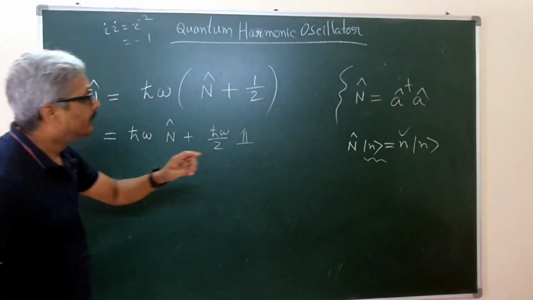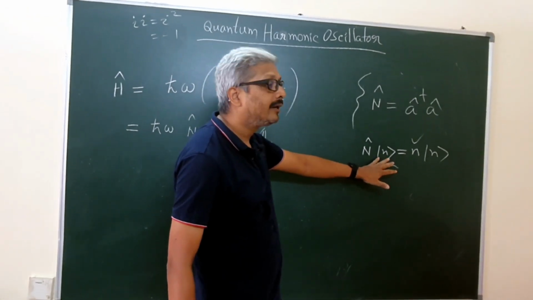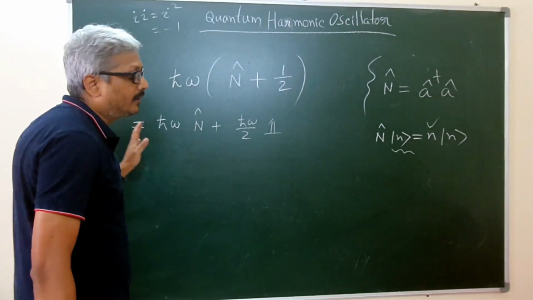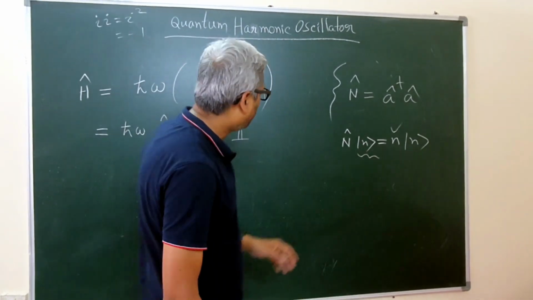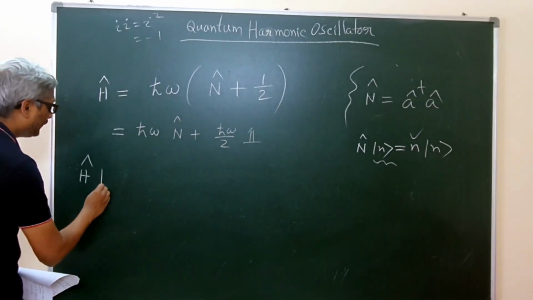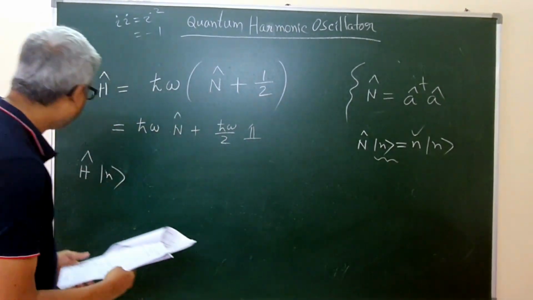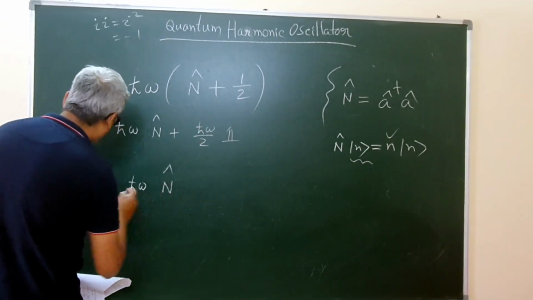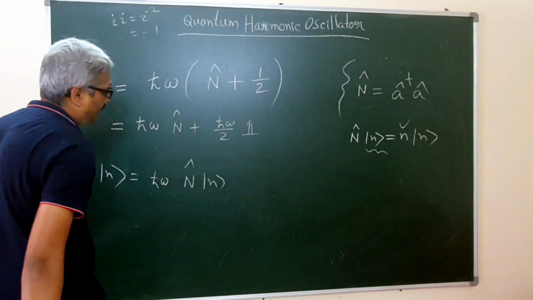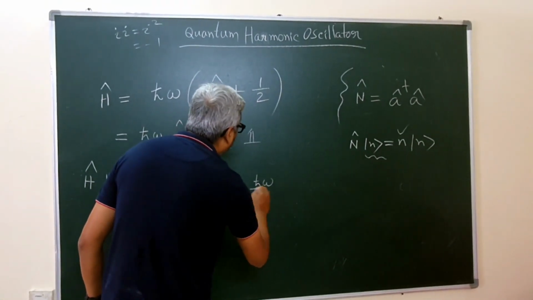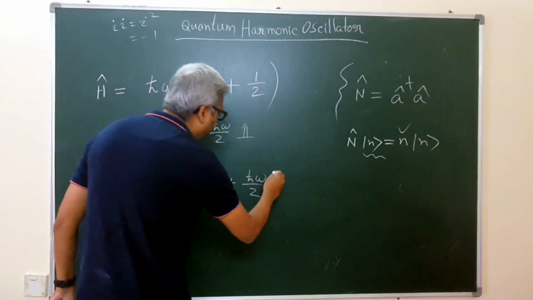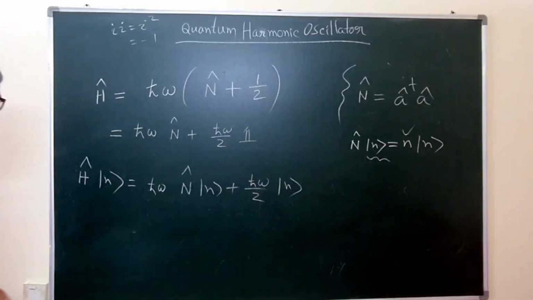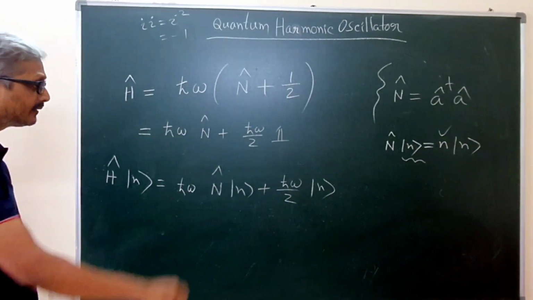Now we will see that the eigenstates for this number operator are also the eigenstates for the Hamiltonian, because if we apply this Hamiltonian on these eigenstates for the number operator, what will we get? So H acting on the number eigenstates |n> gives us, on the right-hand side, ħω N acting on the number eigenstate |n> plus ħω/2 times the identity acting on |n>. The identity multiplied by the ket gives us the same vector, so this will be ket n. So the Hamiltonian acting on this number eigenstate gives us this.